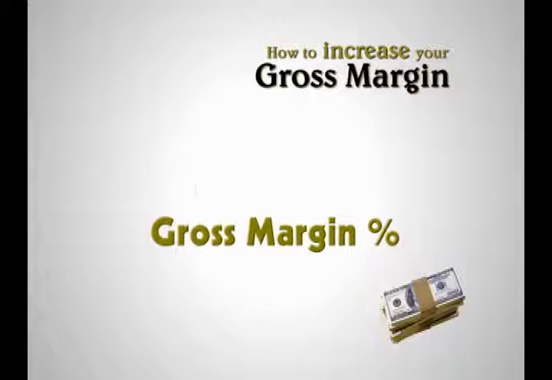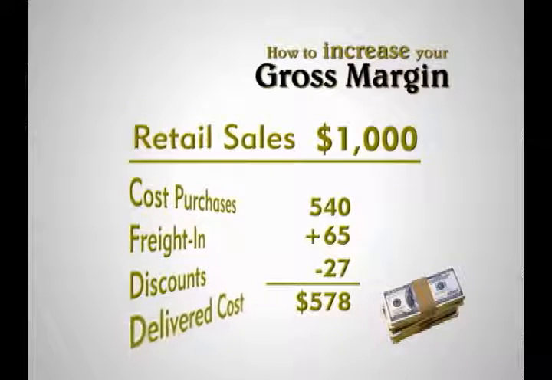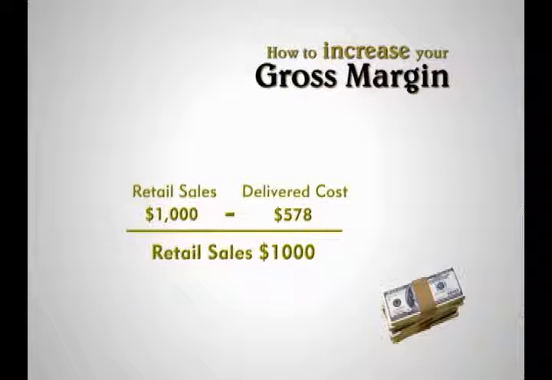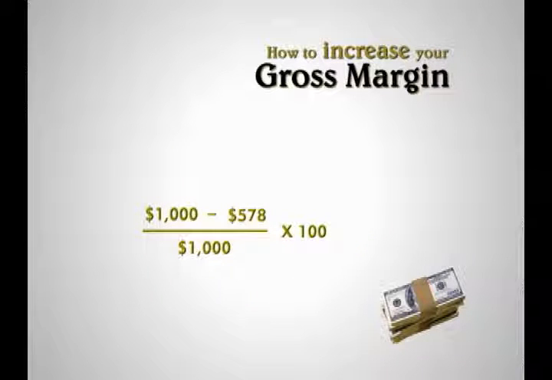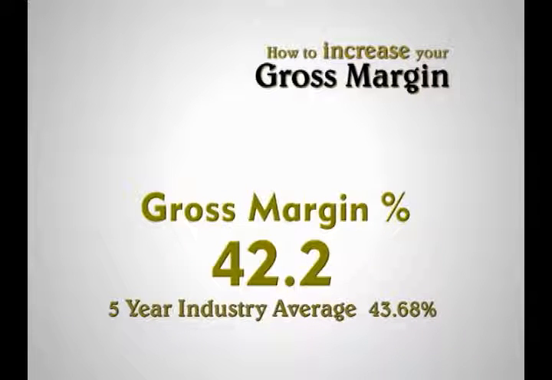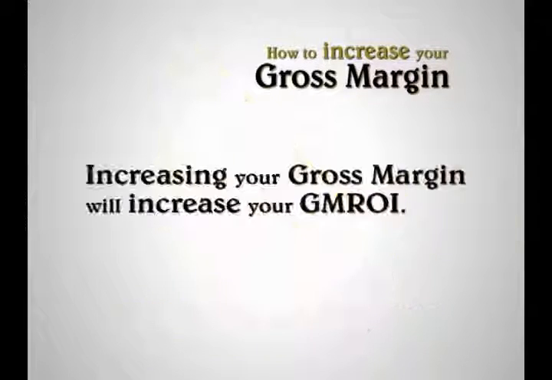So how do we figure our gross margin percentage? We take the retail sales dollars minus the cost of deliveries and any discounts applicable, and you divide it by the retail sales that you want to achieve. You multiply that times 100, and that's your gross margin percent. In this case, $1,000 minus $578 divided by $1,000 times 100 equals your gross margin percentage, 42.2%. As you can see by the note below, the 5-year industry average for gross margin is 43.68%, according to the NHFA. Increasing your gross margin is going to increase your GMROI.